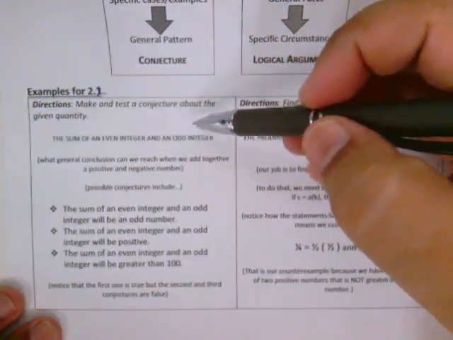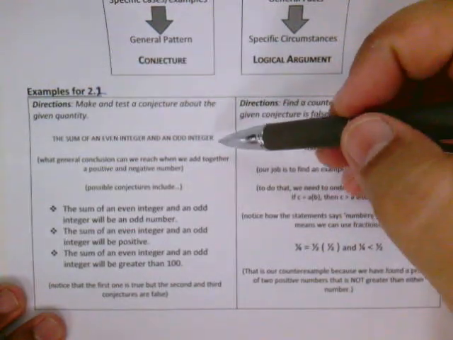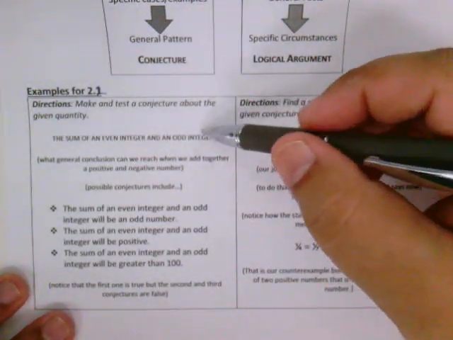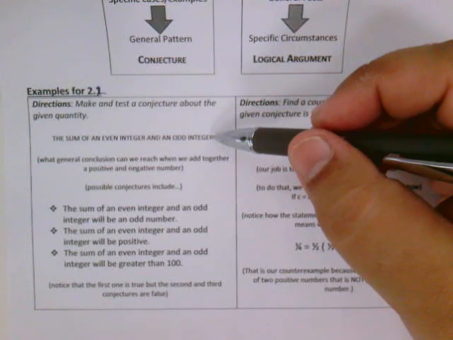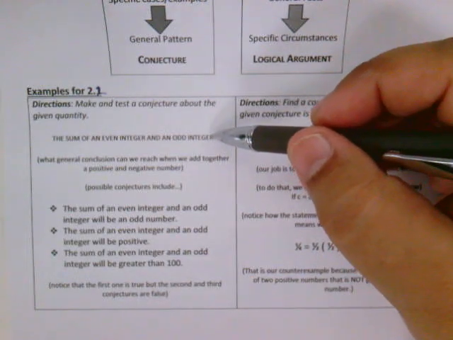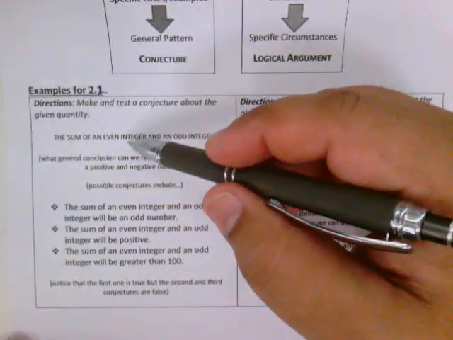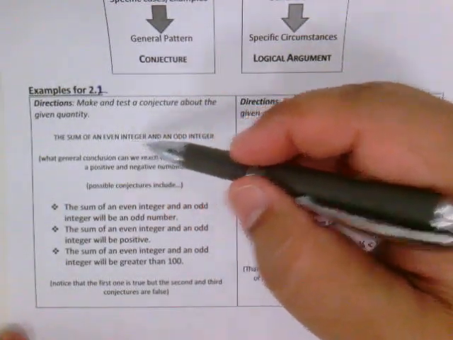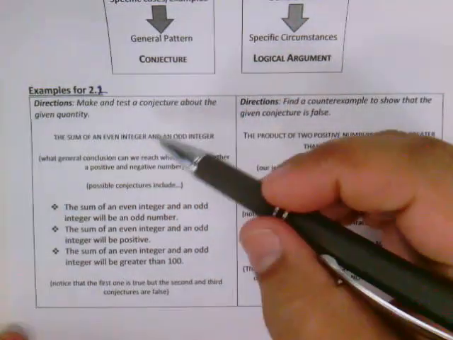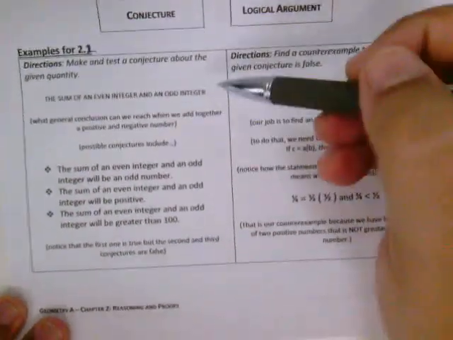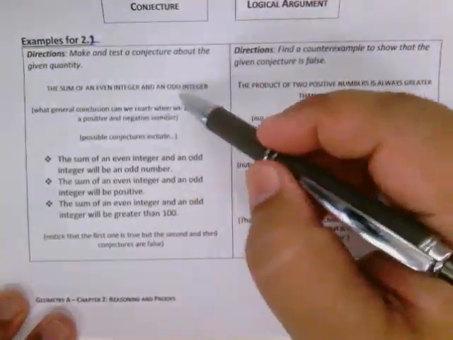Make and test a conjecture about a given quantity, right? So here's our statement: the sum of an even number and an odd number. Okay, they're telling us something is happening. The sum means we're adding together an even number and an odd number. What general conclusions could we reach if we add together an even number and an odd number?